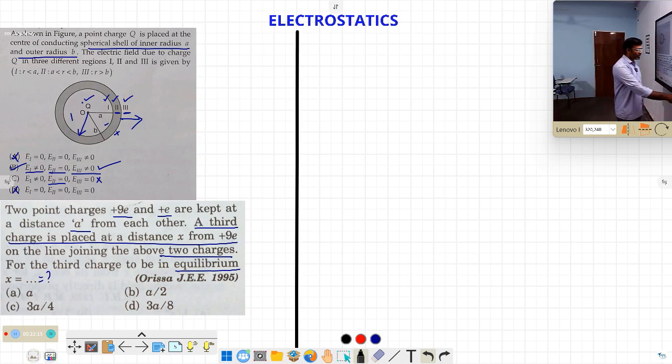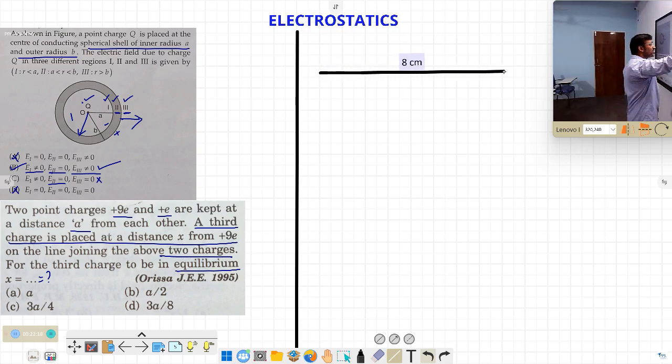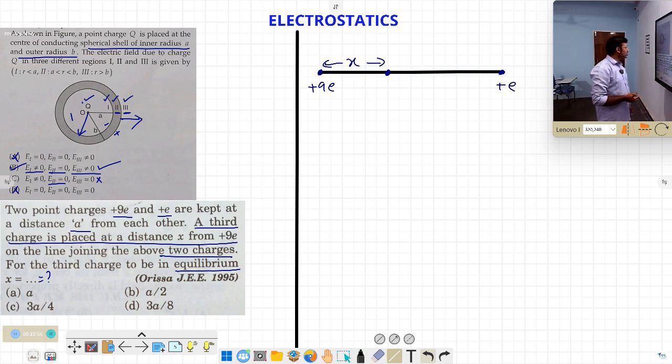So you can consider this is the line along which the charges are placed. First, this is the place where we have taken plus 9e. Another charge is kept, that is plus e, and we are keeping one more charge. A third charge is placed at a distance of x from plus 9e along the line joining the two charges, for the third charge to be in equilibrium. That charge value is not given, so they're asking to find at what position you keep the third charge so that the system will be in equilibrium.